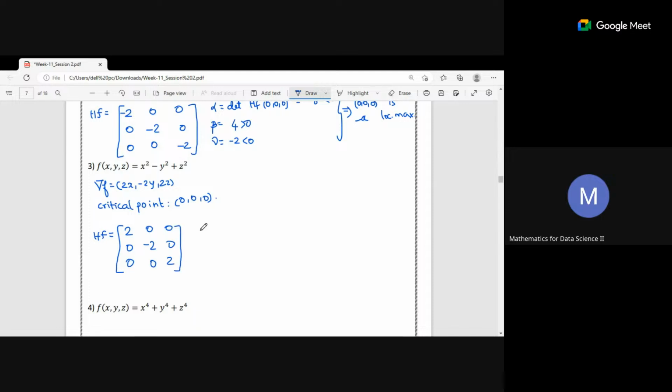Now for this matrix, what is the value of alpha? Determinant of HF of (0, 0, 0)? Minus 8. So we can go to step 2. Then you find beta. What is your beta? Minus 4. If beta is minus 4, do we need to go to step 3? No, ma'am. So straight away you can say that (0, 0, 0) is a saddle point. Yes, it is a saddle point.